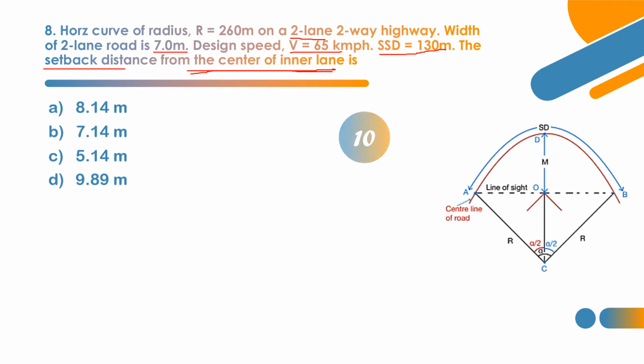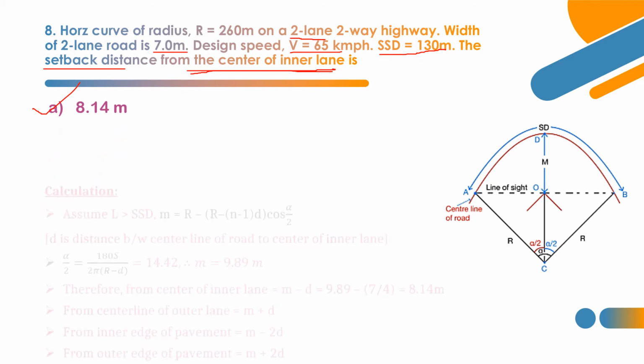So what is the setback distance? You can refer to this diagram to get the setback distance. Just pause the video, calculate by using the correct formula and check the answer. The correct option for setback distance based on this criteria is option A, 8.14.